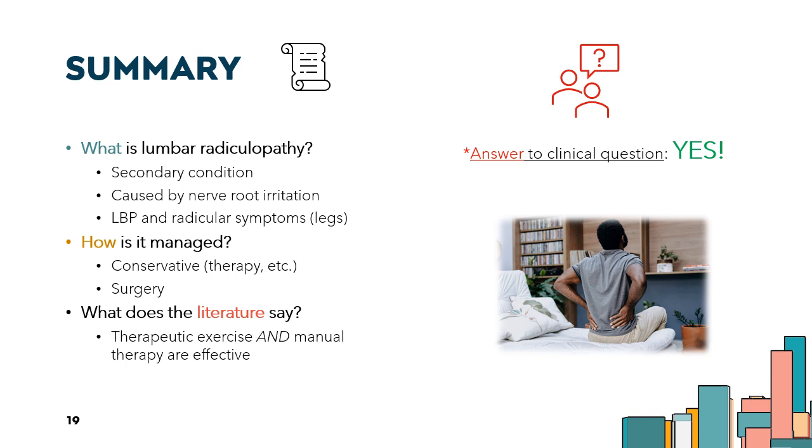Let's wrap it up. We talked about what the condition is, nerve root irritation secondary to something else, how it was managed, conservatively and/or with surgery. We also covered what the current scientific literature says, especially about integrating manual therapy into a treatment plan.